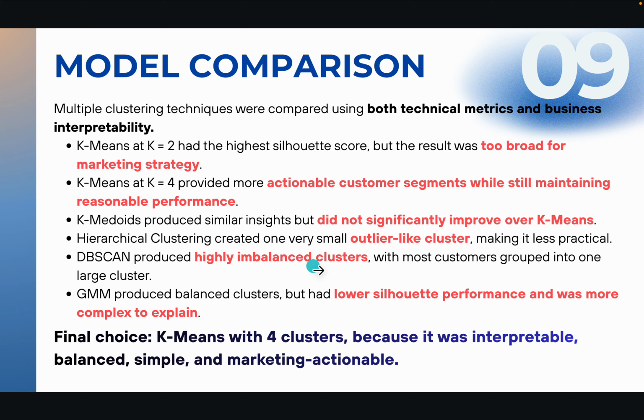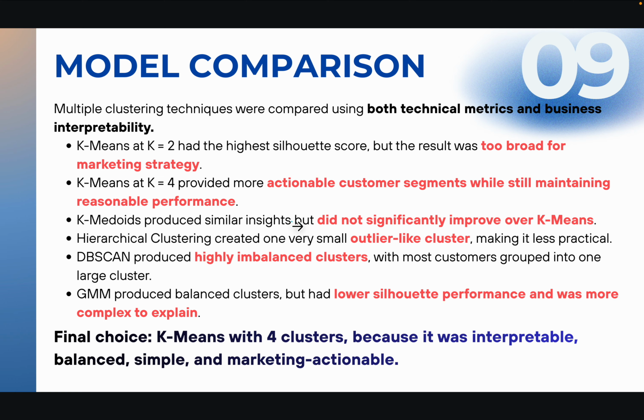And here I just try to list out some key comparisons to select the model. For k-means, the highest silhouette score is at k equal to 2. However, for me a two-cluster solution was too broad for marketing. It mainly separates customers into high-value and low-value groups, so I think it's not detailed enough for campaign strategy. So I choose the 4-cluster solution. Although it has a lower silhouette score, it produces more actionable and interpretable customer groups.